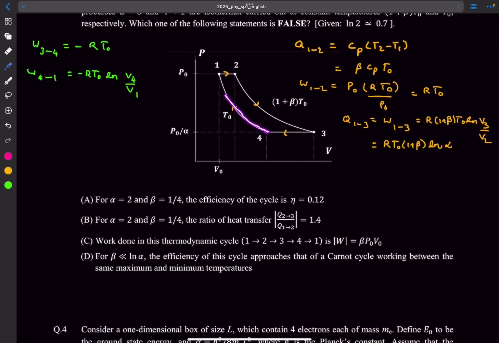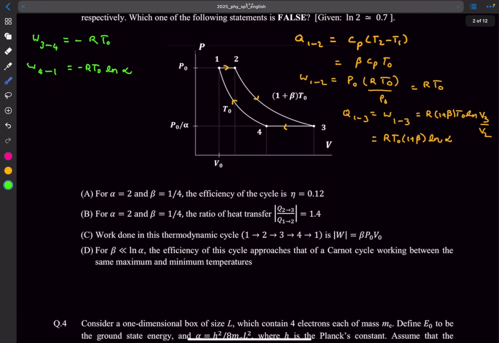Okay, so now in this branch, as the temperature is constant, we can say PV is constant. P0 V1 equals P0 by alpha times V4. From here, V4 by V1 is once again equal to alpha. Okay, so now if you add all the work terms, you'll get the net work output by the gas. So the R T naughts cancel, the negative R T naught ln alpha cancels, and the answer we get is R T naught beta ln of alpha. So this is the net work output of the cycle.